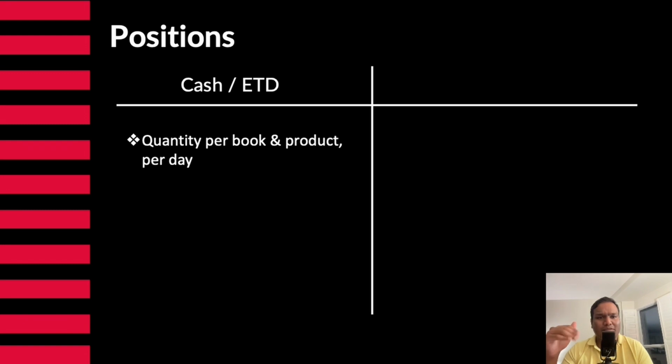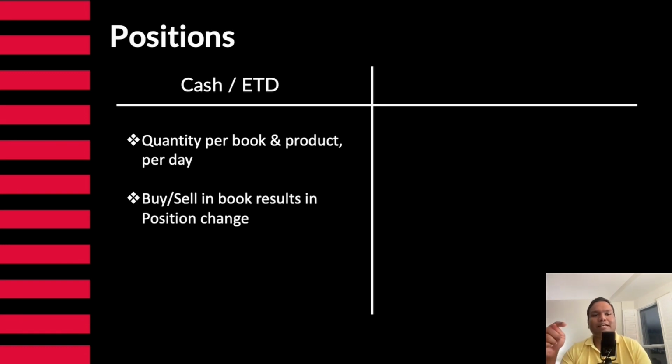This is day 1. On day 2, the firm buys 50 additional stocks of Apple. This position will now get updated to say ABC, Apple equity, 20, which was there on day 1, plus 50, total 70 stocks as of day 2. You can see the position quantity of that book resulting from the buying and selling, in this example, buying of Apple stocks, has resulted in the position change.